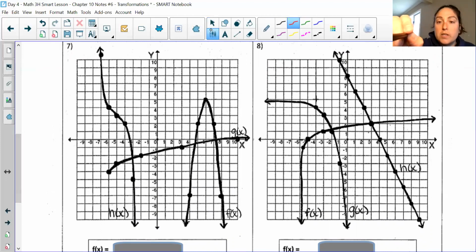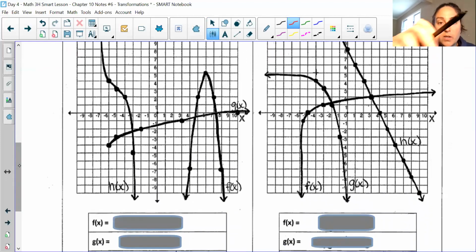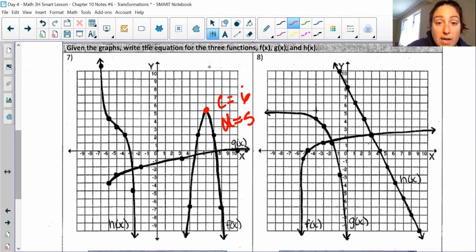So f of x looks like it is a quadratic. Identifying our critical value, which is our vertex for a quadratic, it was shifted to the right 6, so our c value is 6, and it was shifted up 5, so our d value is 5. Also, there's a reflection over the x-axis, so that means that our a value is negative. And it also looks like there's a stretch.